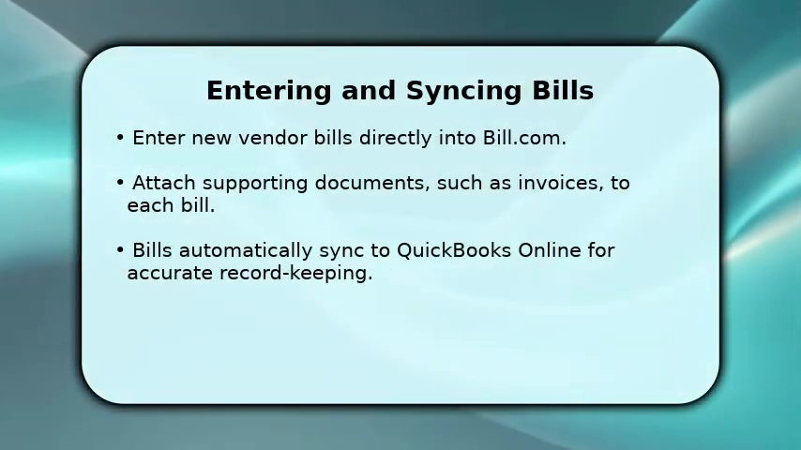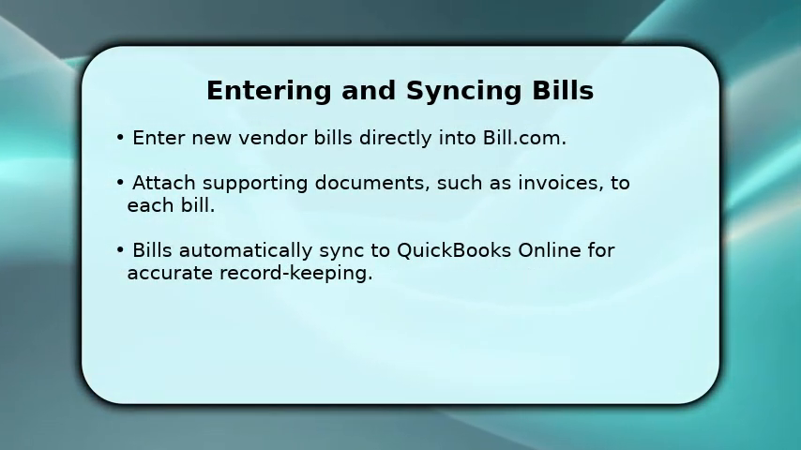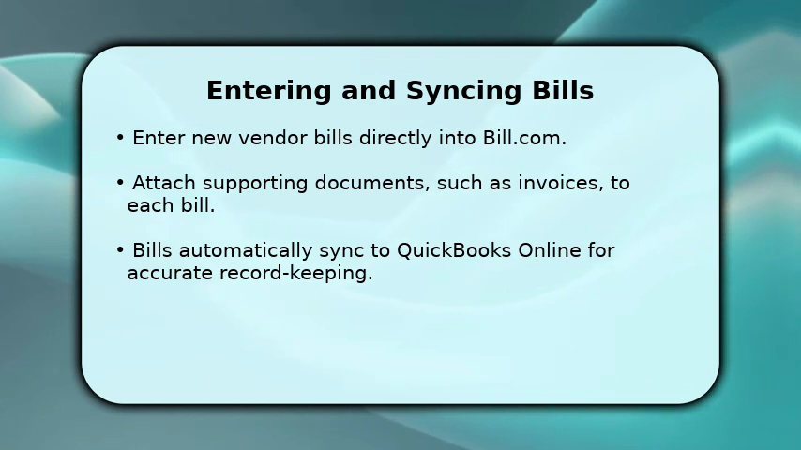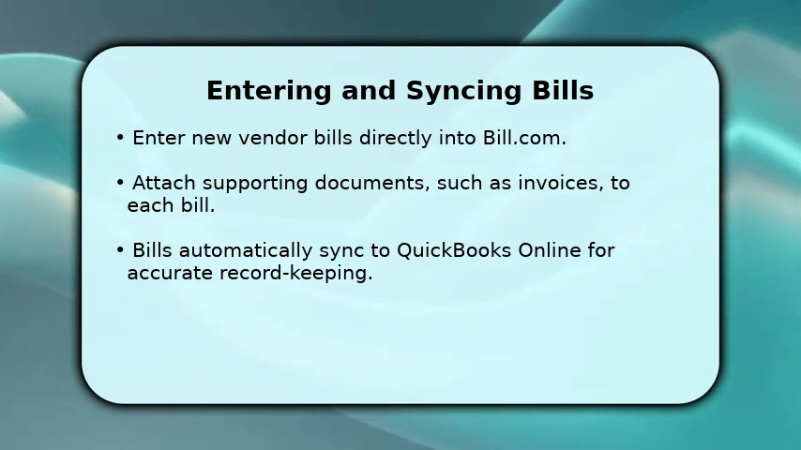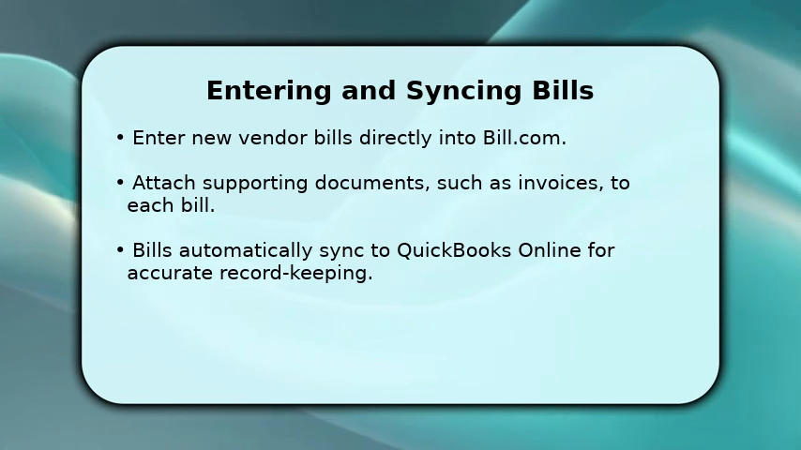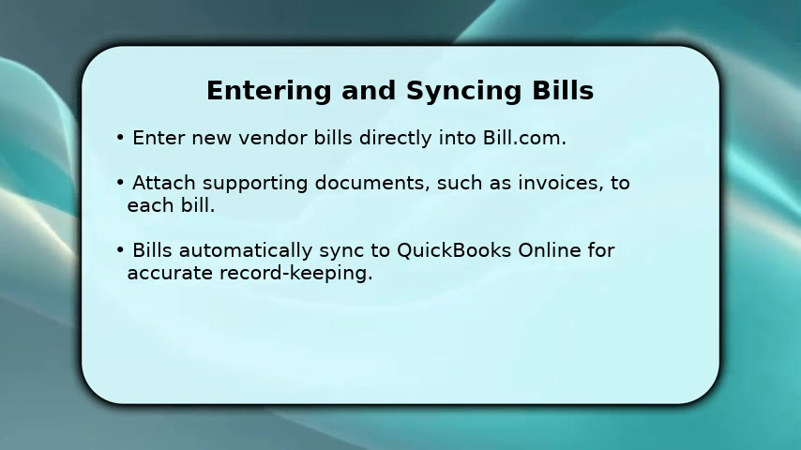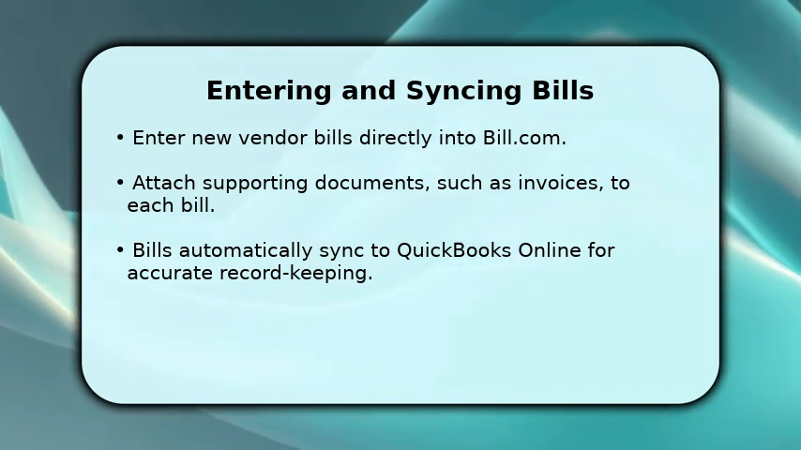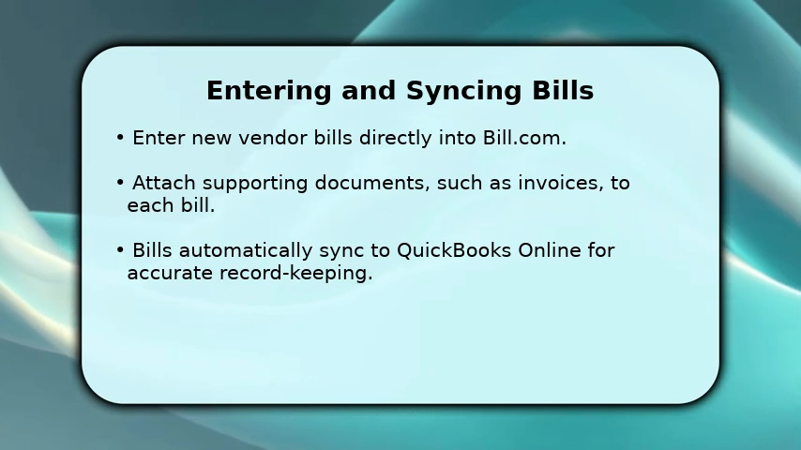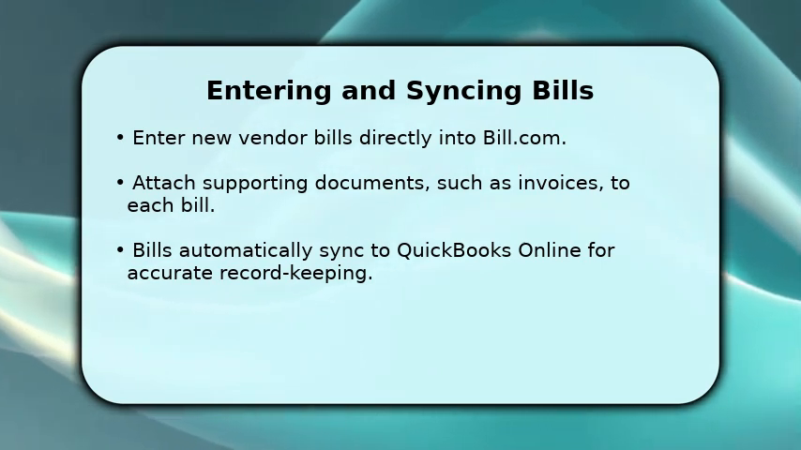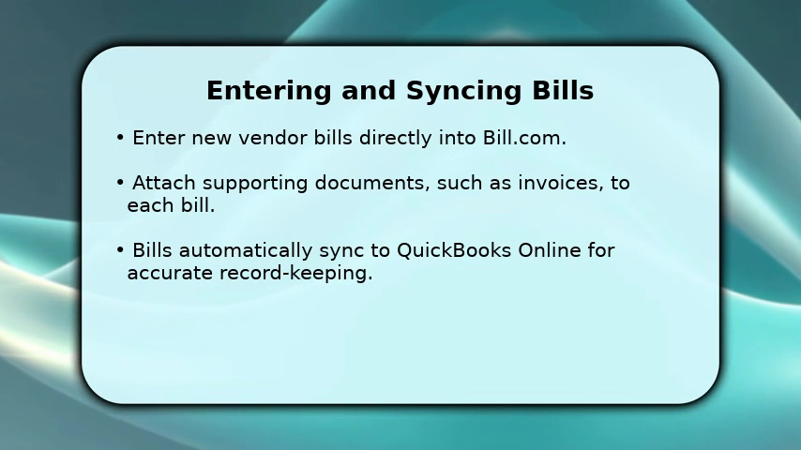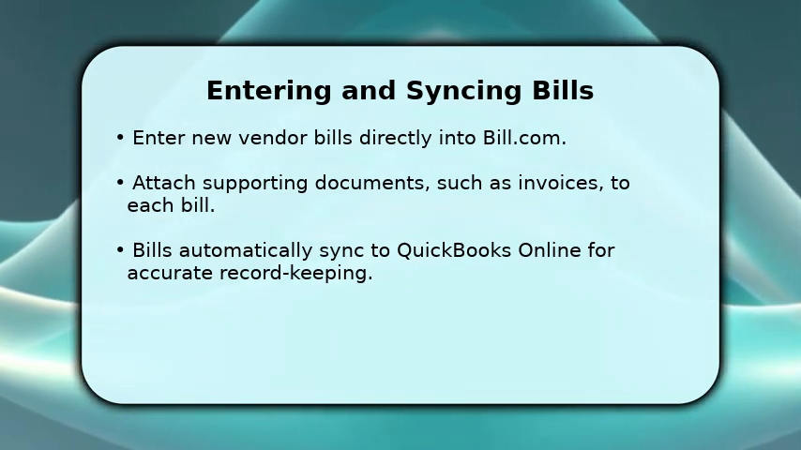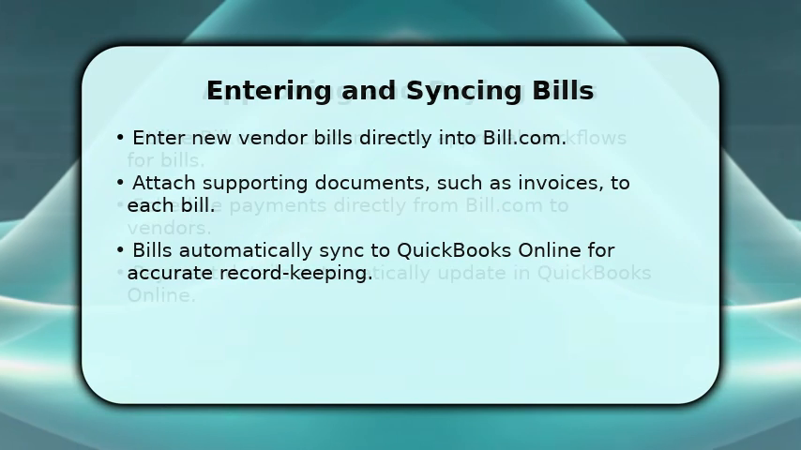After setting up your integration, you can begin entering bills directly into Bill.com. Simply create a new bill, input the vendor details, amount, and due date. Remember to attach the corresponding invoice or receipt for easy reference and auditing. Once saved, Bill.com automatically pushes this information to QuickBooks Online, ensuring your expenses are consistently updated across both systems. This eliminates duplicate data entry and reduces errors.